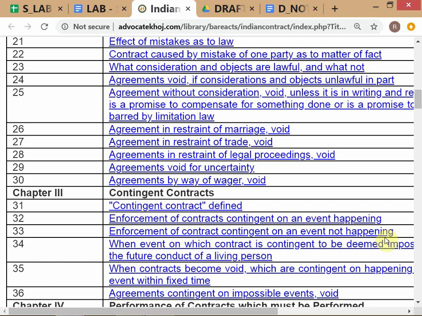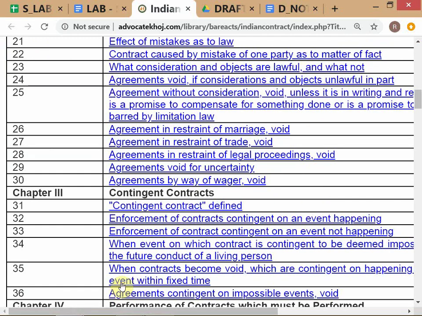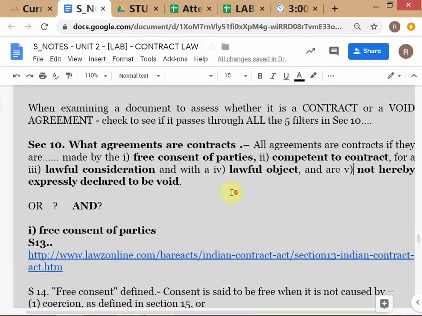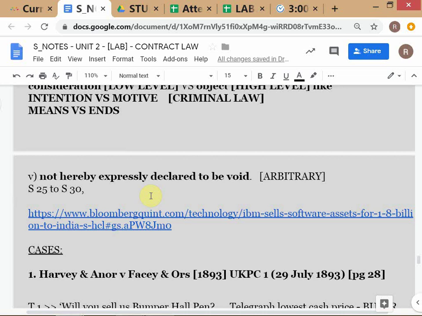Sir, what do these agreements in restraint fall under? What is the category under which they fall? The 25 to 30. Yes, this is section 25 to 30. You're talking about this one, no? Agreement in restraint of marriage. These are all basically falling under, see, that's why you see in the notes I have given you here, not hereby expressly declared to be void. This is section 25 to 30. So these sections 25 to 30 fall under the fifth filter of section 10.